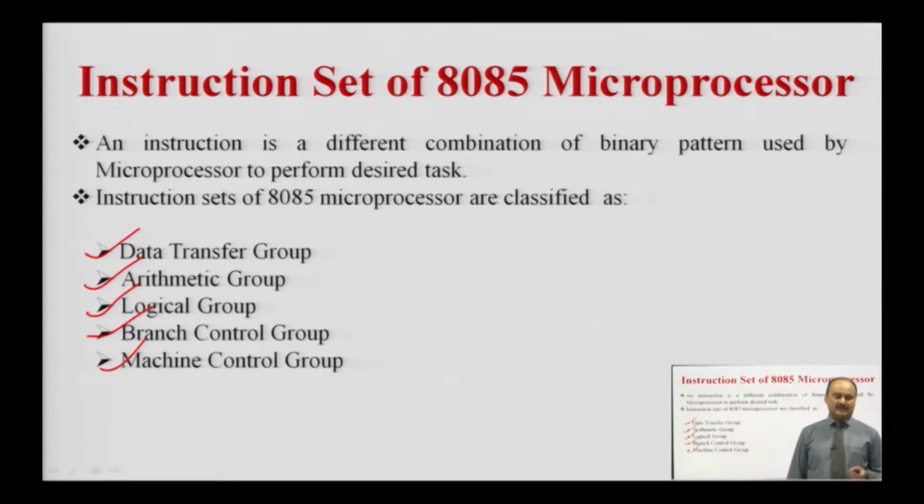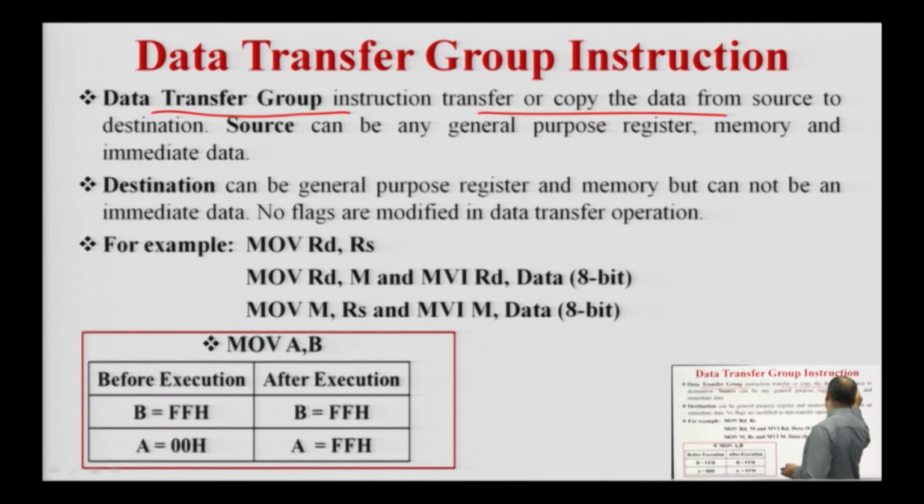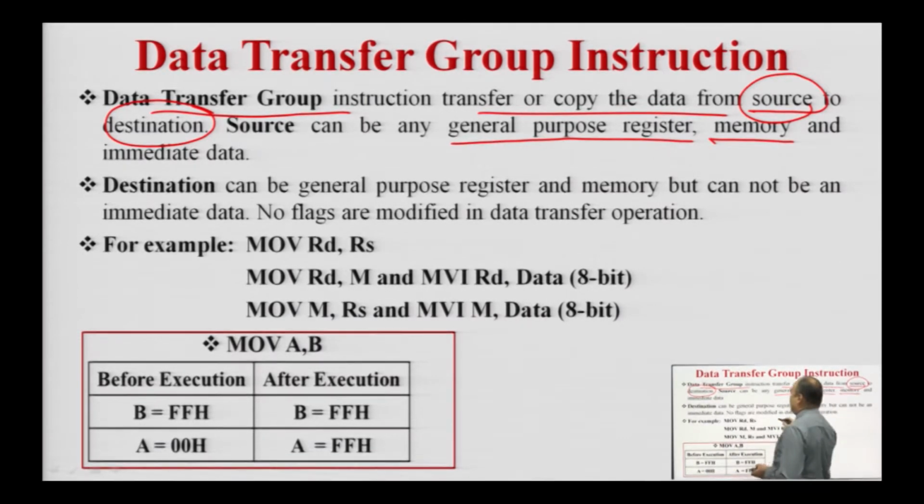The first one is the data transfer group of instruction. As its name indicates, data transfer group instruction will transfer the data bits from source to destination. So, data transfer group instruction transfers or copies the data from the source to destination. The source can be any general purpose register, memory or immediate data which is specified with the instruction.